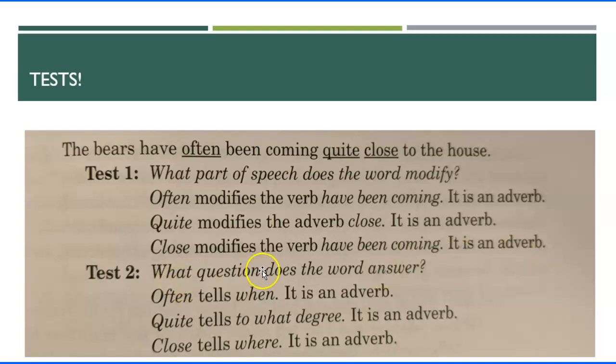So down here, what question does it answer? I've already answered those for you. When, to what degree, and where. But those are the kinds of questions that you will have to answer to make a determination about whether this is an adjective or an adverb.